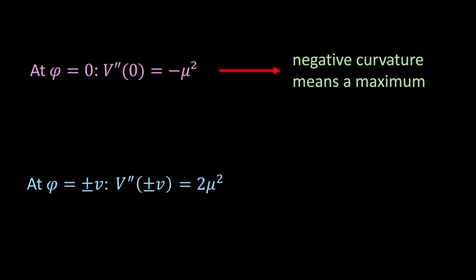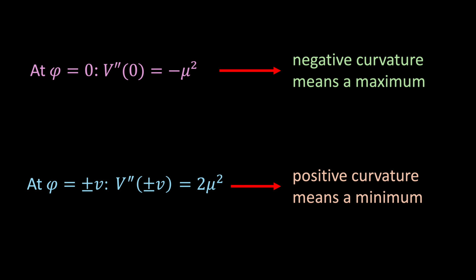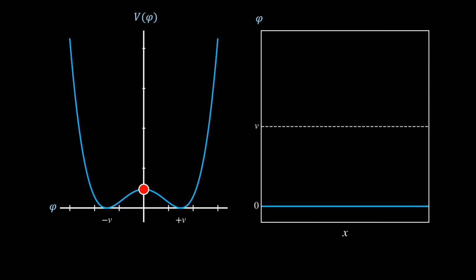On the other hand, at phi equals plus or minus v, we have a positive curvature, meaning these field values represent minima, and therefore phi equals v represents a true resting value of the phi field. In other words, the potential is minimized when the field sits at a non-zero average value equal to v. And we can visualize this. Although there is a stationary point at 0, it's unstable, and any small perturbation will cause the field to settle into one of its true minima at plus v or minus v.